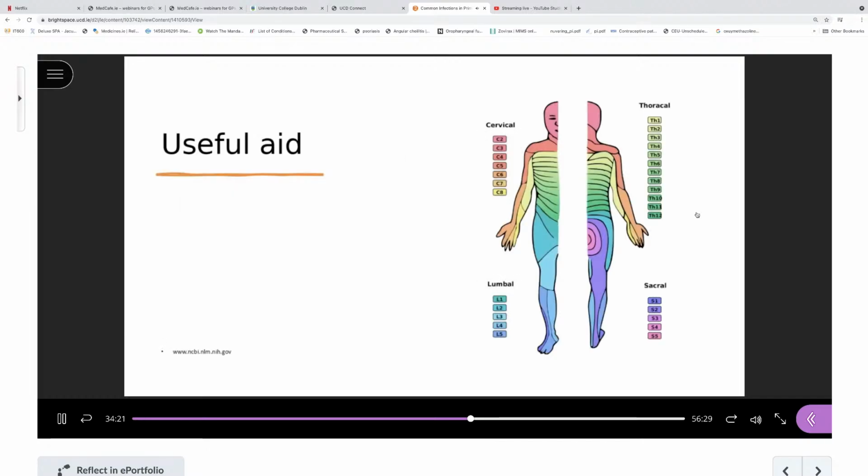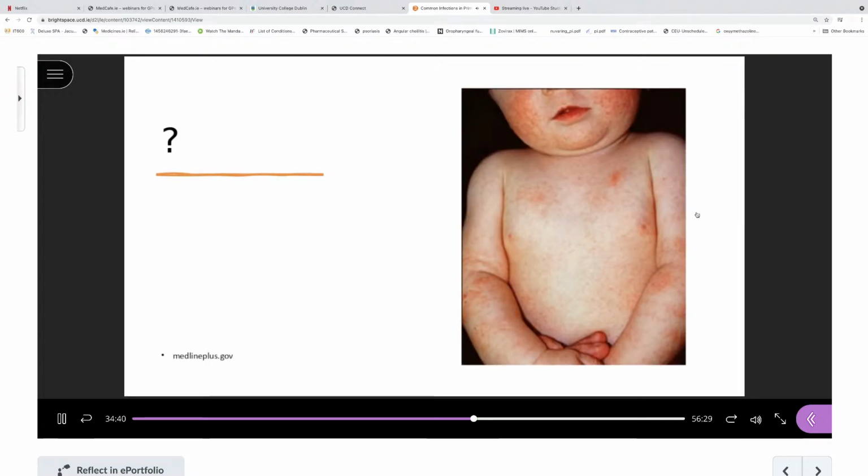I find it very useful to refer to a map of the dermatomes. Shingles is usually quite obvious clinically, but sometimes if we're seeing maybe a patch in 2 different areas of the body, like the chest and the arm, a map of the dermatomes can remind us that it is all localized within a single dermatome.